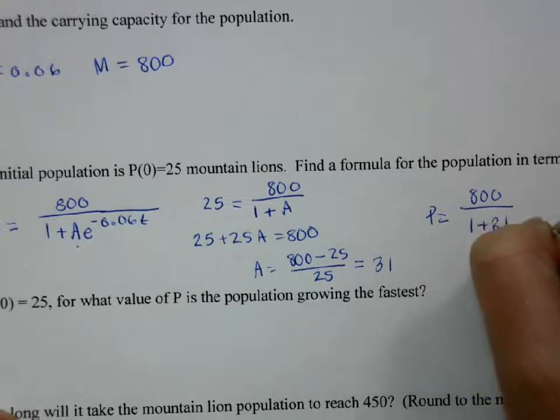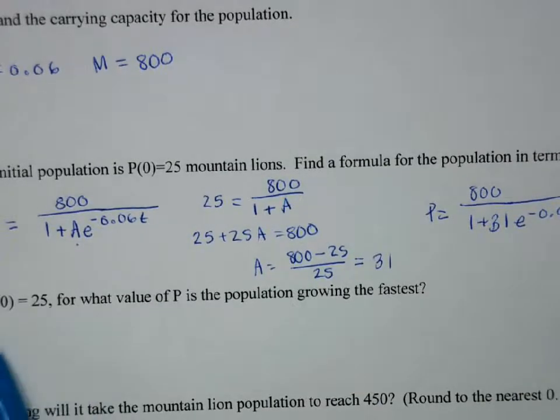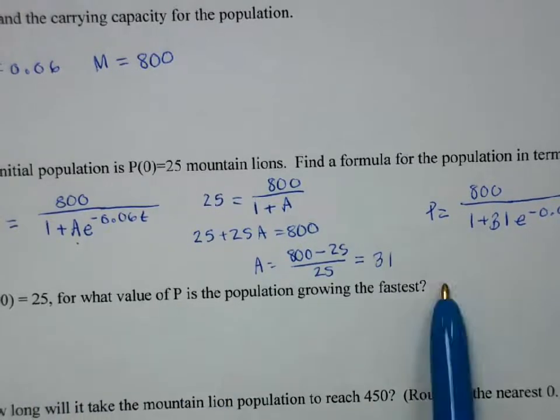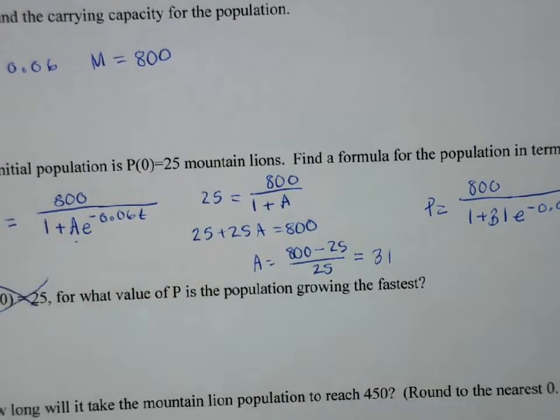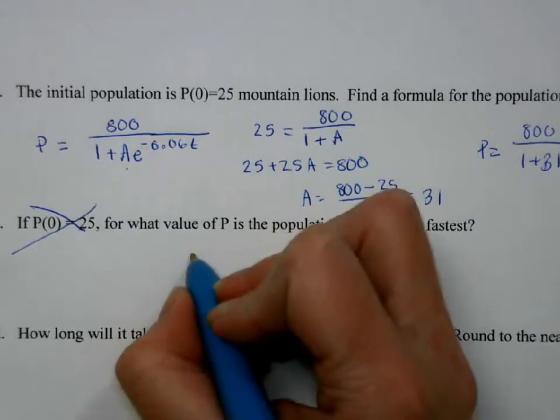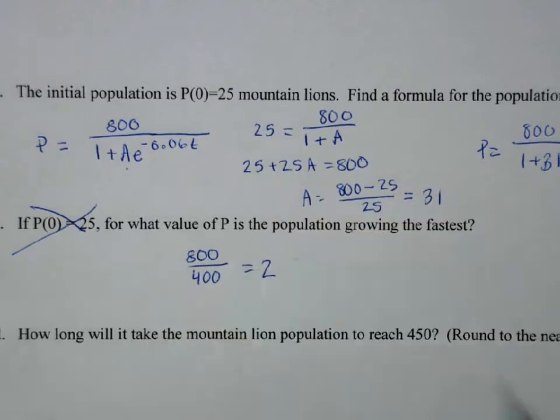Okay, if P of 0 is 25, for what value of P is the population growing the fastest? This information does not affect the answer. Okay, the population is growing the fastest at the point of inflection, which is always going to be the carrying capacity divided by 2. That's where that switch from increasing exponentially to slowing down is going to occur. How long will it take for the mountain lion population to reach 450? So we're going to use the calculator for this.